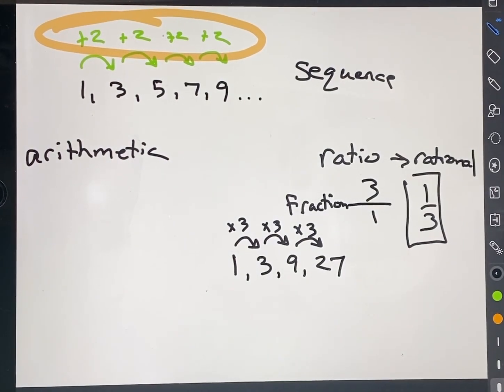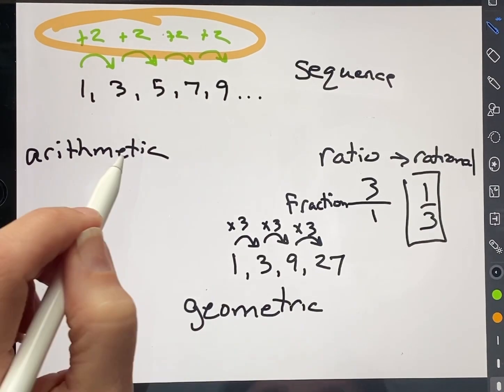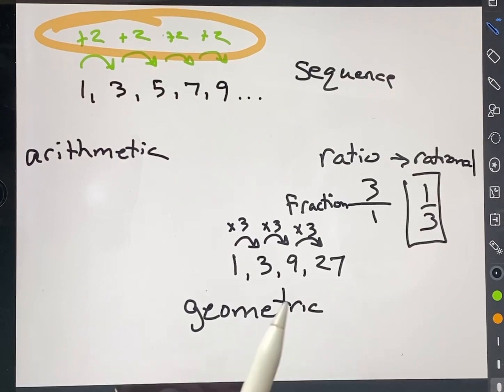So when it is done through multiplication or division, we have a geometric sequence. I'm not an English teacher or spelling.